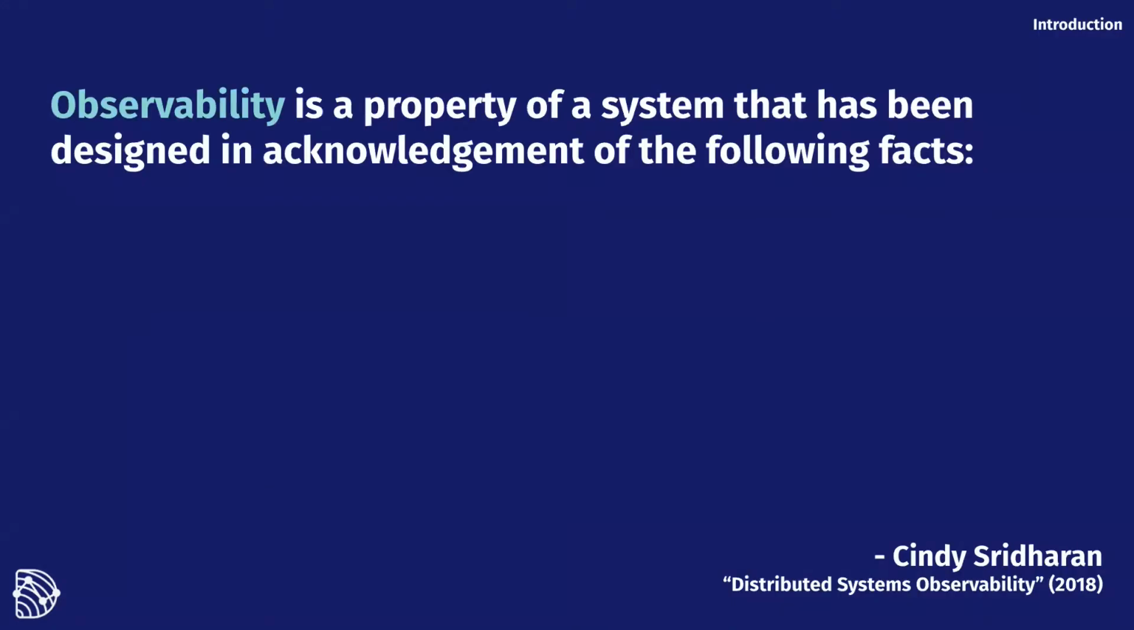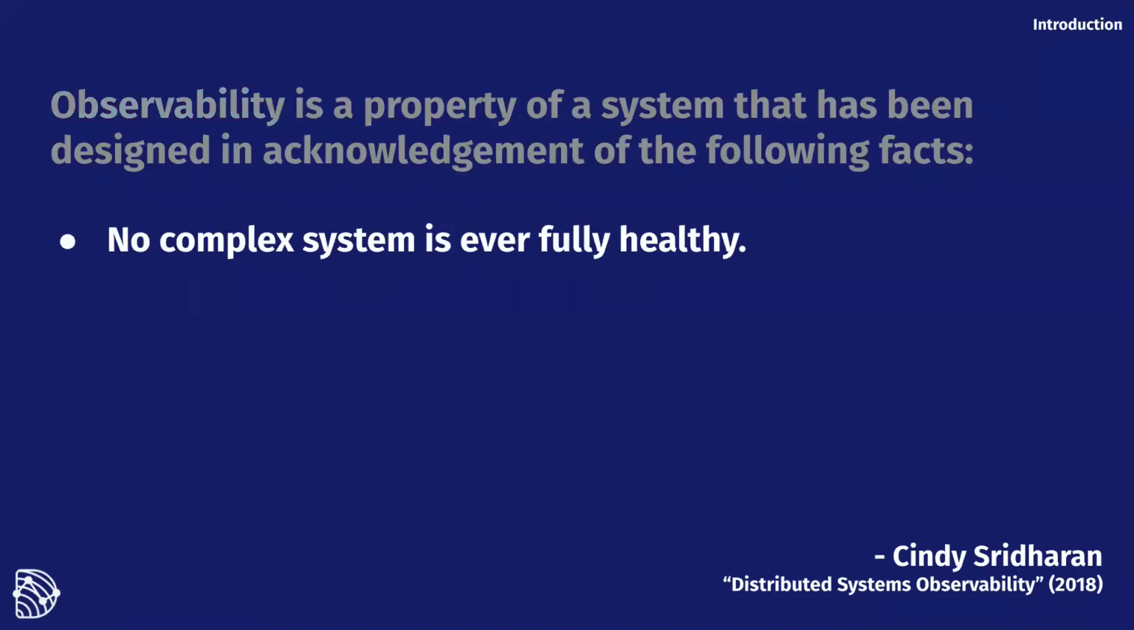The visibility a team like NapTime seeks into the inner workings of their deployed system can be summed up by the concept of observability. We define observability as a potential property or feature of a system that has been designed by a team fully aware of some key limitations of distributed systems. Specifically, the limitations that no complex system is ever fully healthy.